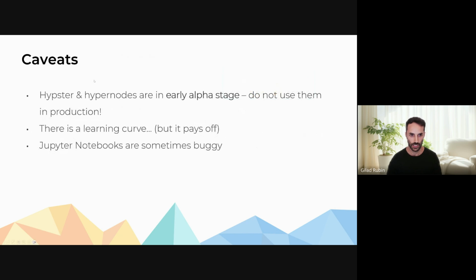Okay, some caveats. Hypester and Hypernodes are in early alpha stage. Please do not use them in production. The code is not 100% behind the scenes, but what I showed you today is real code. There is a learning curve to learn Hamilton and these packages or frameworks, and also this methodology. I do think it pays off. I'm not very objective, but this is my experience so far. And coding in Jupyter Notebooks can sometimes be buggy and unexpected. That was my experience in the past couple of weeks, specifically with these workflows. When we run DAGs within DAGs, that's where things sometimes start to be weird and unexpected.